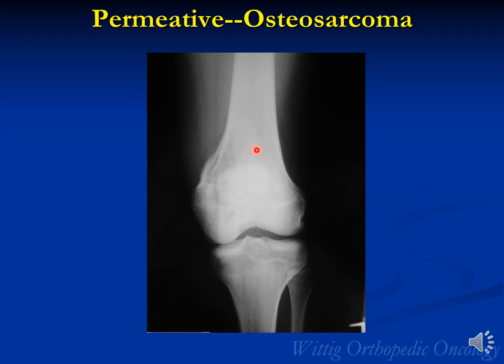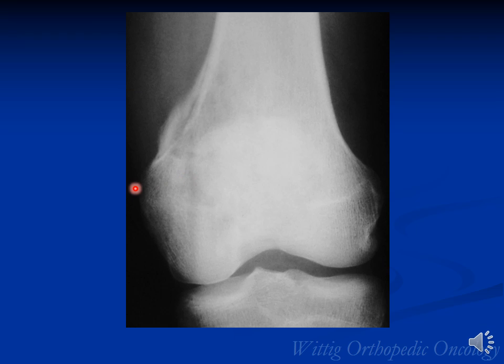Here's an osteosarcoma of the distal femur. You can barely make out the lesion. It blends imperceptibly with the surrounding bone. It is extending into the soft tissues. It's elevating the periosteum at the perimeter, and it's forming bone in the soft tissues. Again, the lesion is permeative in nature. You can't make out the borders of the lesion.